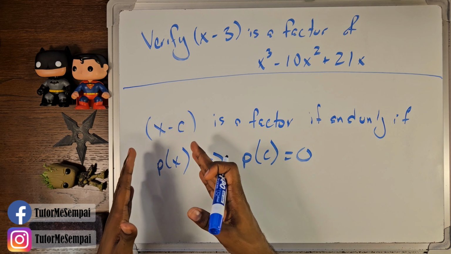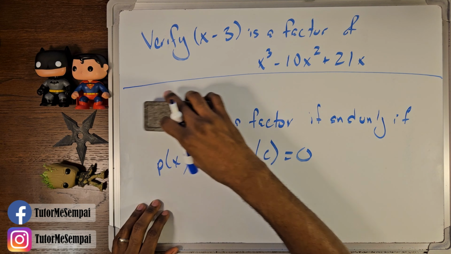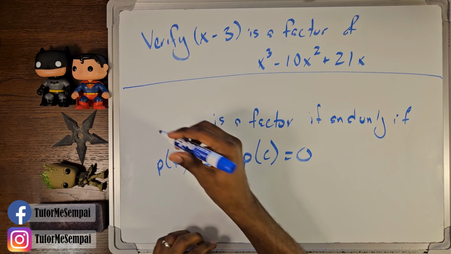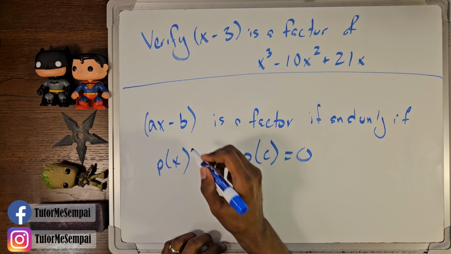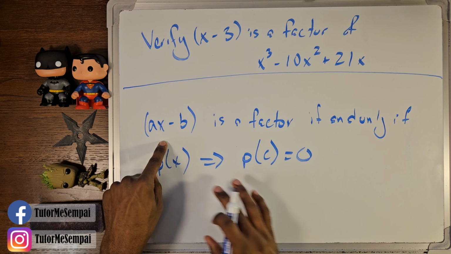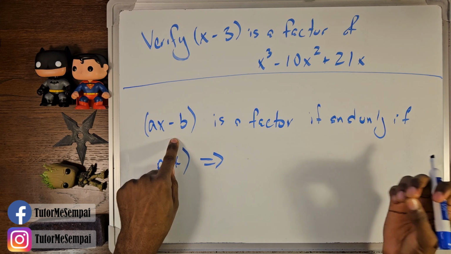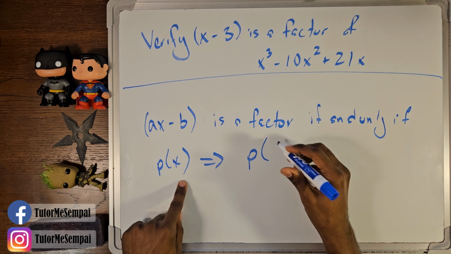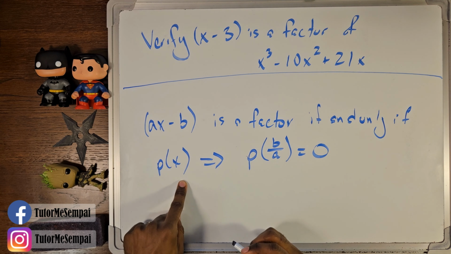Now this is an overly simplified generic factor, but let's say you had something that looked a little bit more complicated. So instead of an arbitrary x minus c, let's say we had ax minus b, right? How does this change our definition or our factor theorem? If it's a factor, then it means whenever you plug in b over a, it causes the polynomial to go to 0.